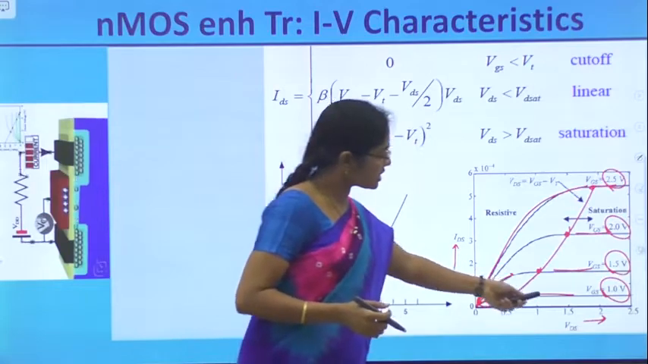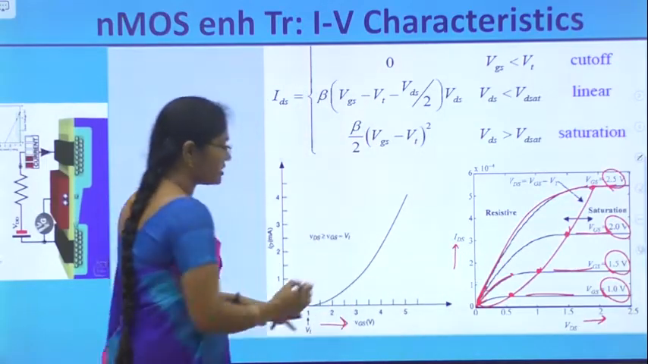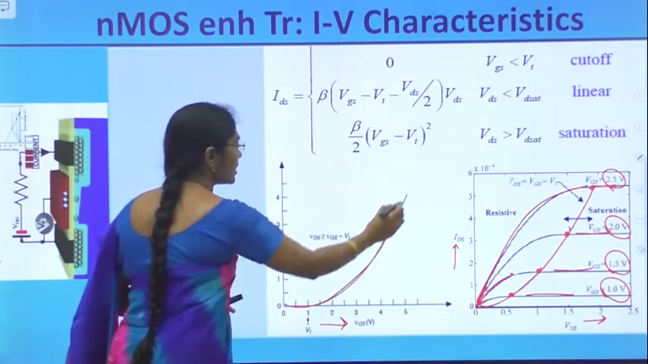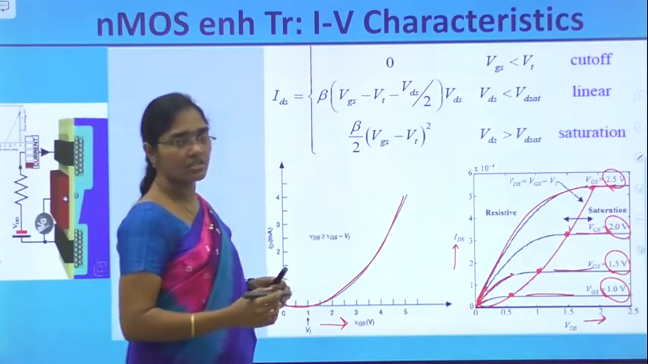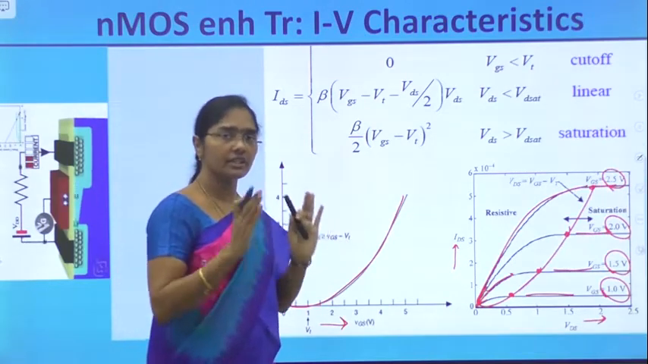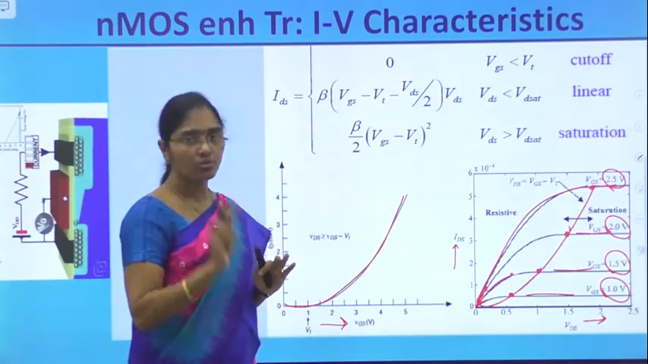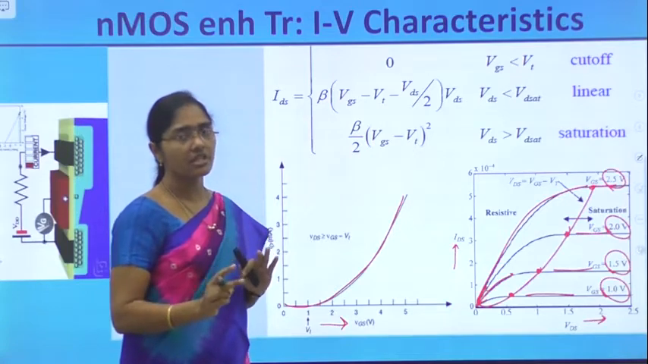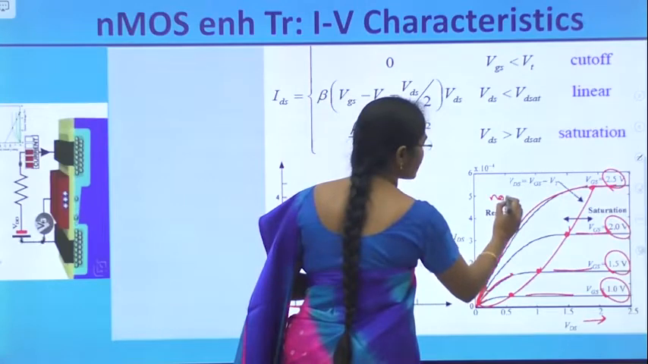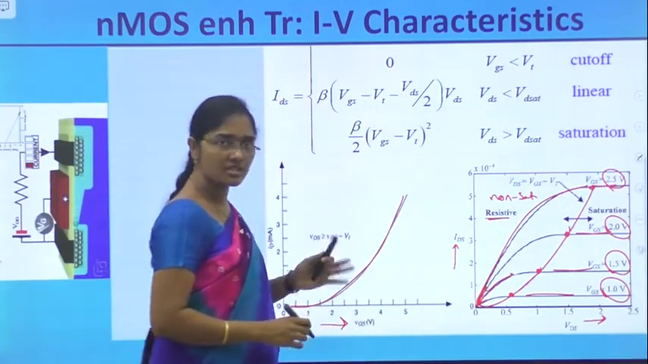So, when VGS is increased, what will happen to the current? That is represented here with VGS and IDS. When VGS is increasing, current will be increased. So, if we say it in terms of VGS and VDS, the current depends on both voltages, VGS and VDS. In the non-saturation region it depends on both, because in this region it is acting as a resistor, so it is also represented as resistive.